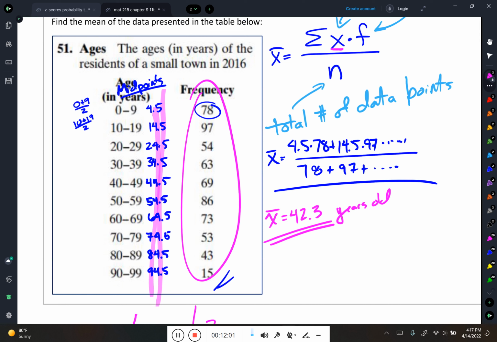Now this is definitely an approximation, because all those midpoints are approximations.